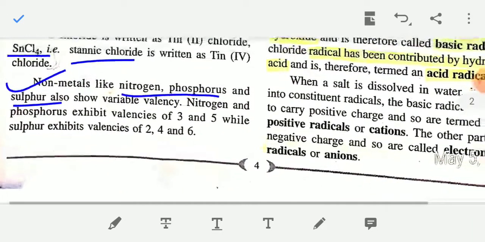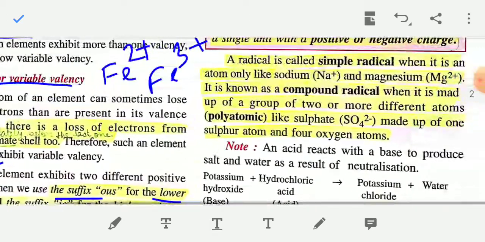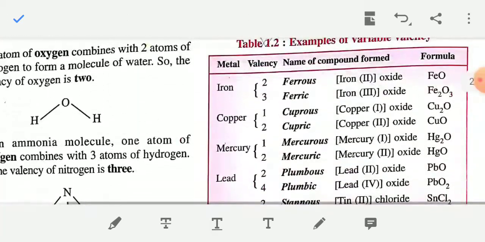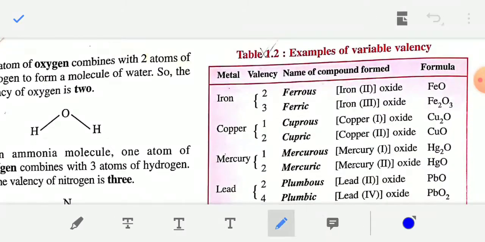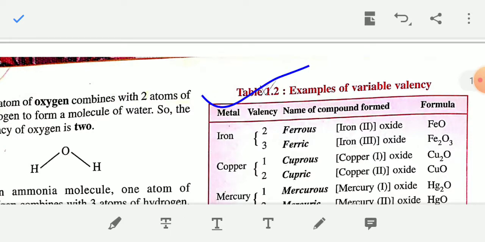An example of non-metals which can show variable valencies are nitrogen and phosphorus. Nitrogen and phosphorus exhibit valencies of 3 and 5, while sulfur can exhibit valencies of 2, 4 and 6. And here in this table, see the elements and examples of variable valency.